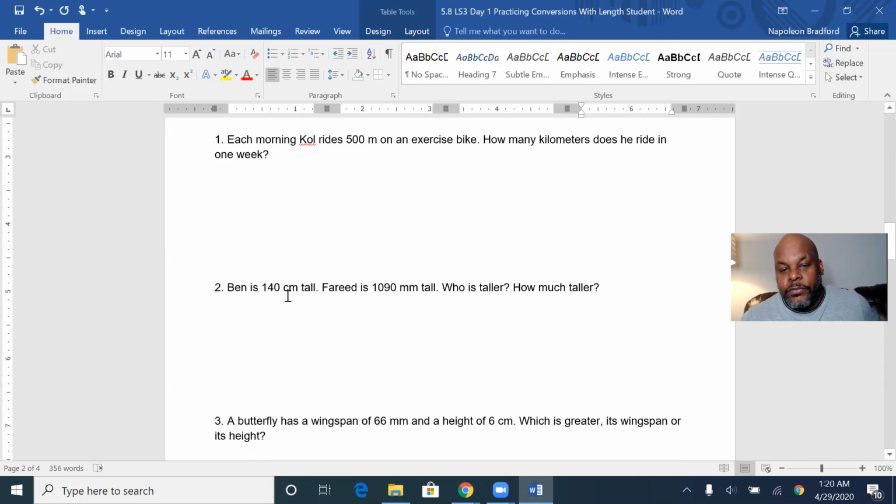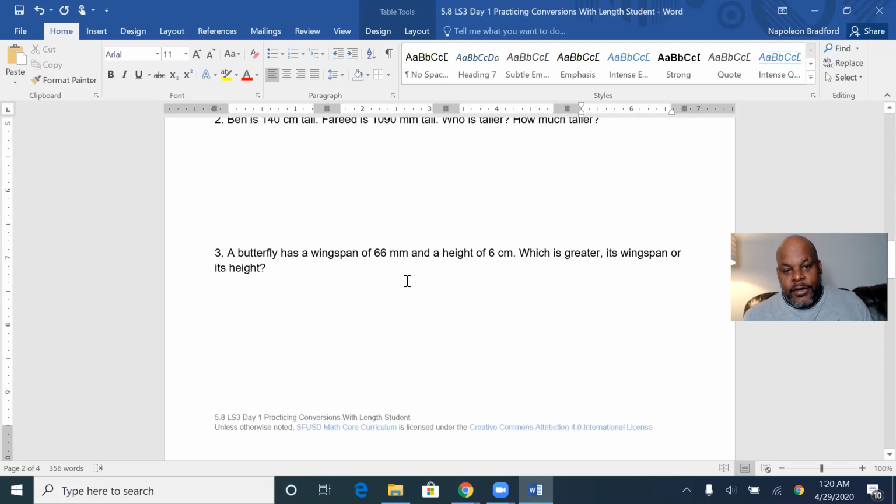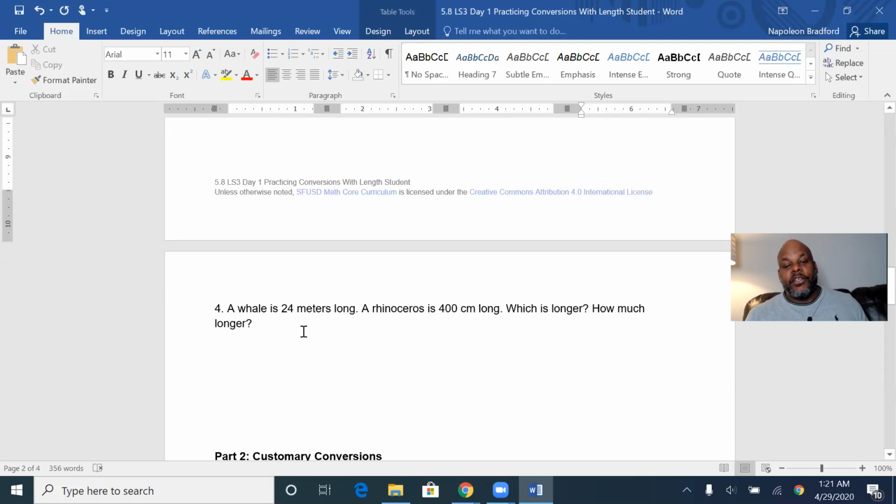From here, you're moving from centimeters to millimeters. They want to know which one is smaller, which one is taller, who's taller. Here, which is greater, the wingspan or the height. So you have to compare by changing one to the other. And a whale is 24 meters long, a rhinoceros is 400 centimeters long. Which is longer? So you compare by changing centimeters to meters or by changing meters to centimeters. Man, this should be exciting.